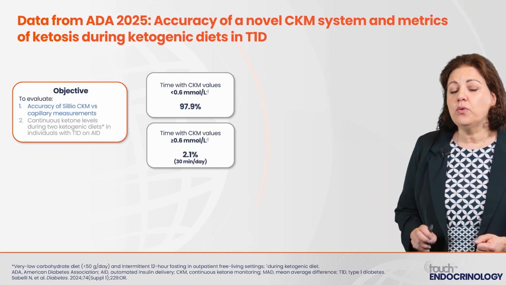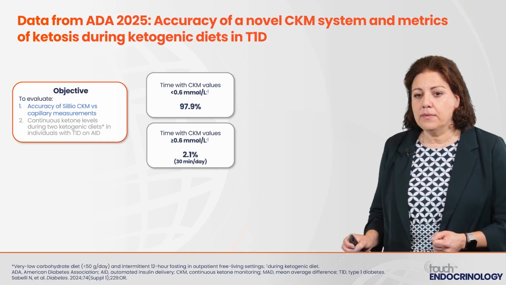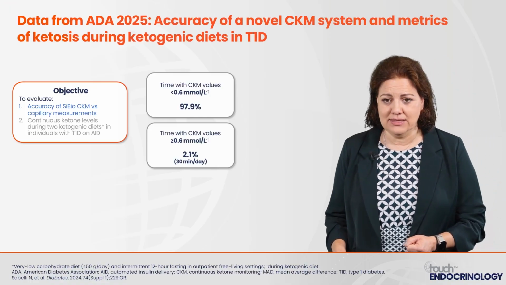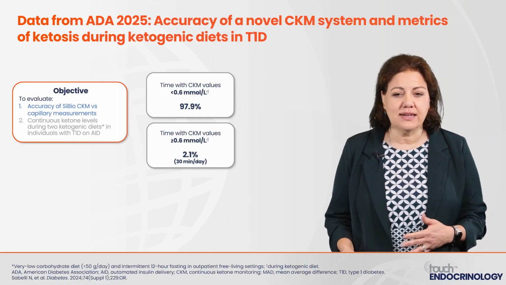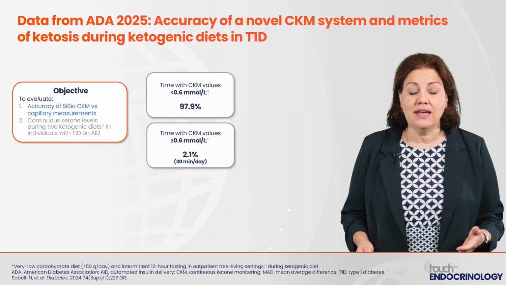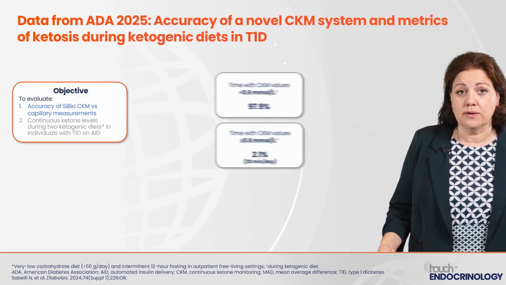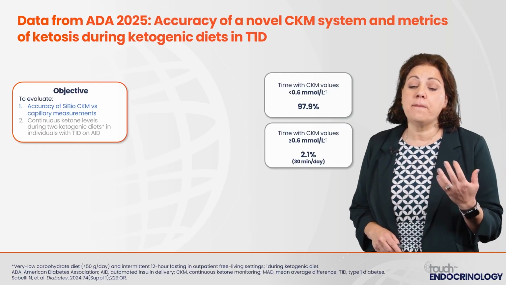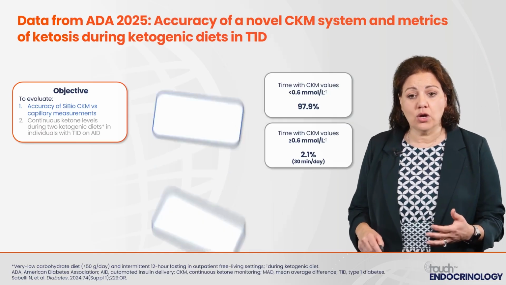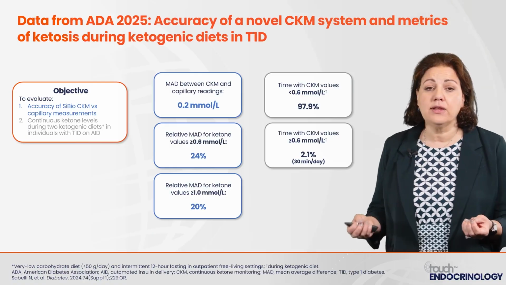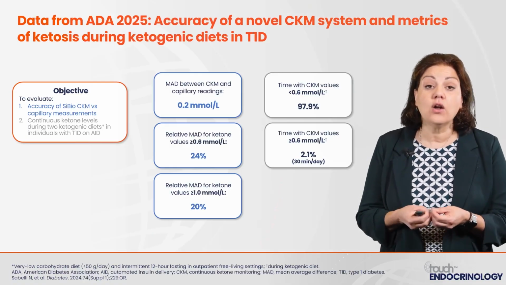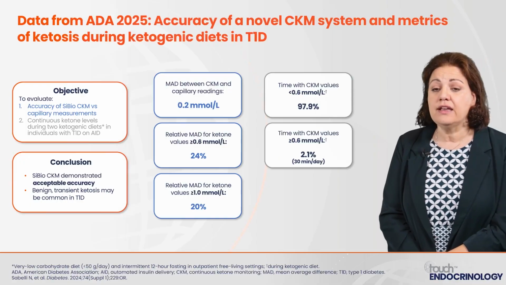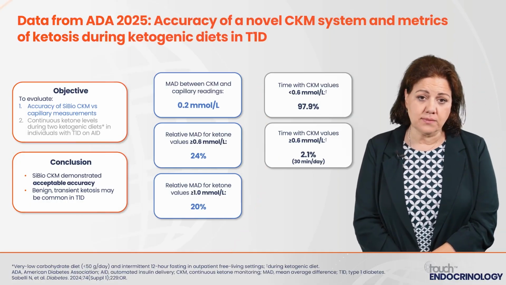However, 2.1% of the time, people were having ketone levels that exceeded 0.6. And 2.1% of the day is about 30 minutes a day. And that could be clinically important. Now, the investigators in this study noted that their measures of accuracy seemed to show that their CKM and capillary measures were nicely correlated, suggesting that this could be a very useful device in future clinical application.